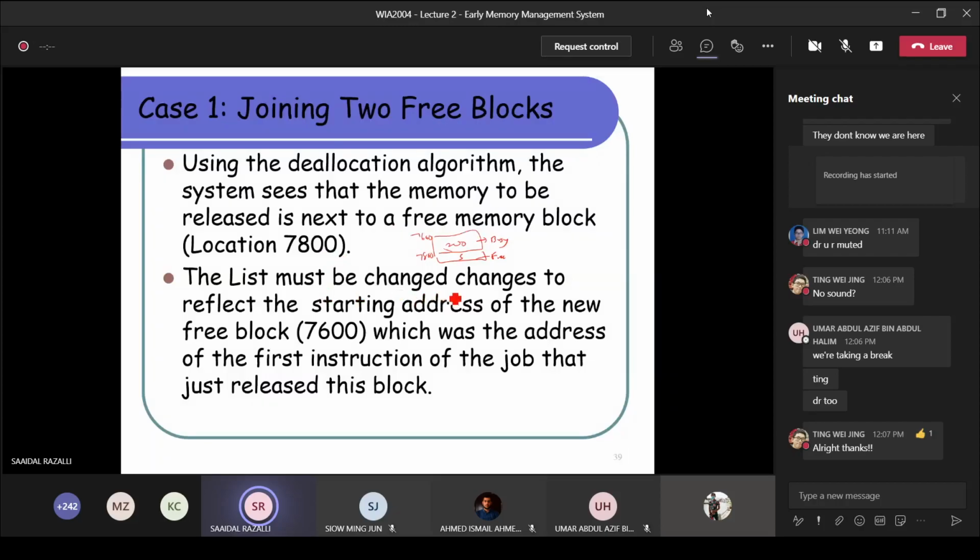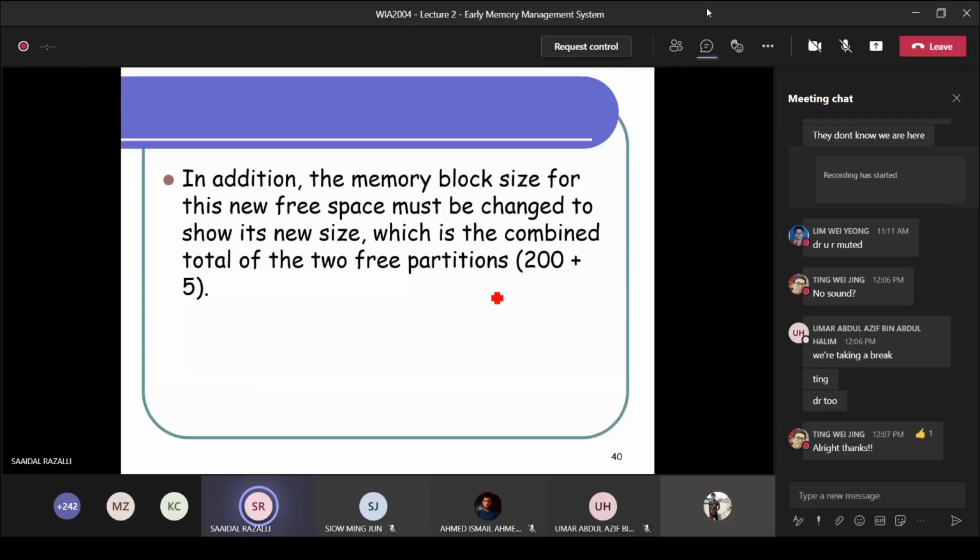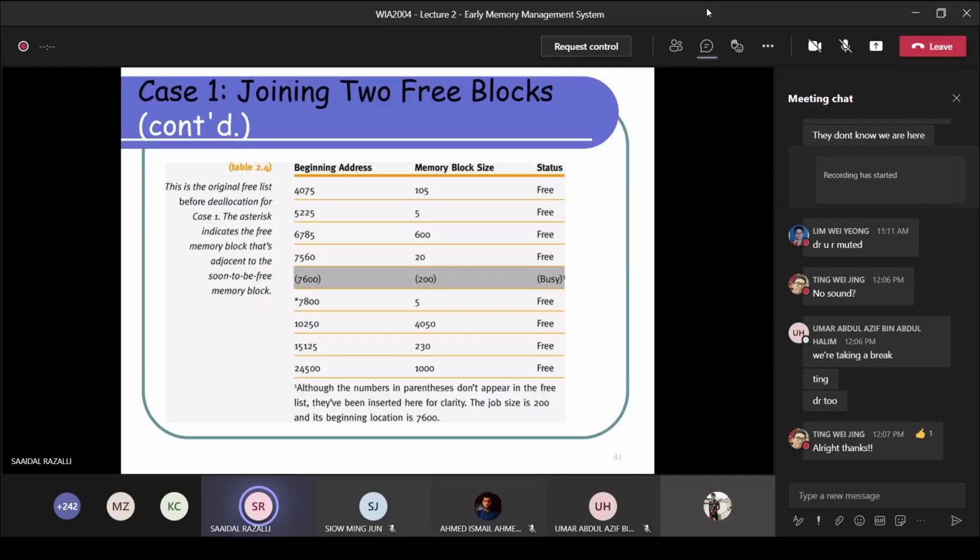The list must be changed to reflect the starting address of the new free block, 7600, which was the address of the first instruction of the job that just released this block. In addition, the memory block size for this new free space must be changed to show its new size, which is a combined total of 2 free partitions, 200 and 200 plus 5.